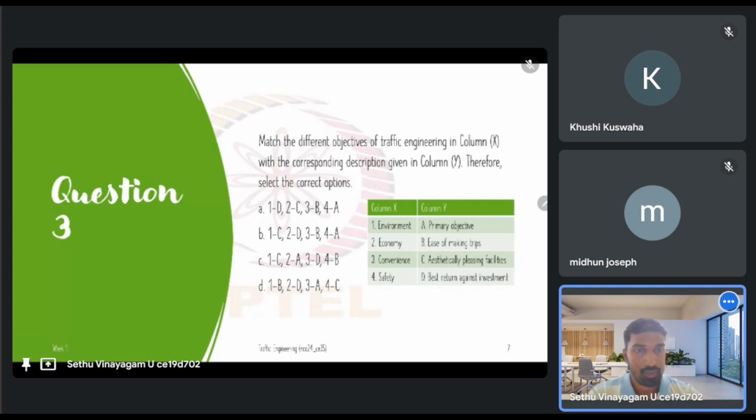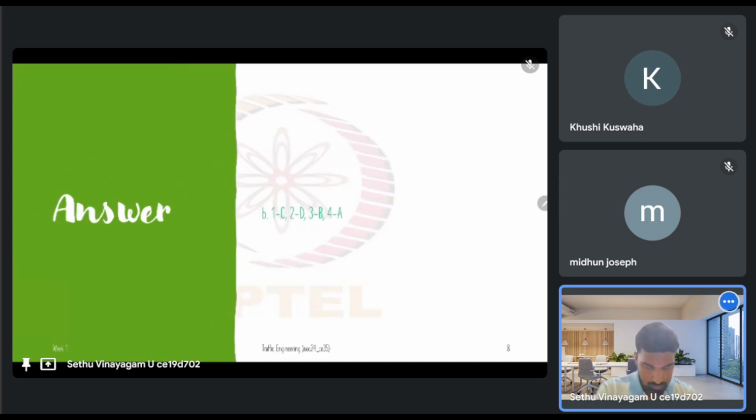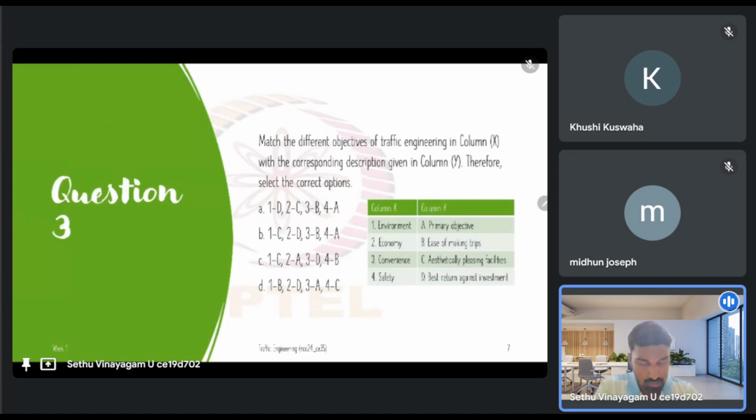All right. So the right option is option B. Okay, but let's look at how the match is done. So the first one in column X is environment. So environment is one of the secondary objectives, right? So what is that? So we looked at environment means we want to reduce the impact of the transportation system. So which is to reduce the pollution, air pollution, noise pollution, etc.